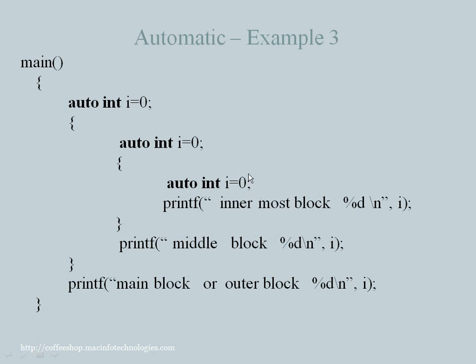So this is a locally declared variable of the innermost block, this is locally declared in the middle block, and this is locally declared in the main block. So if you don't have these two statements, that is, the I declared in the middle block and the I declared in the innermost block, then the main block's I will be made use of in all the inner blocks.